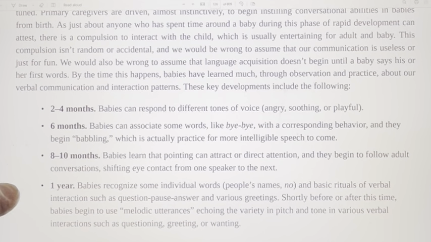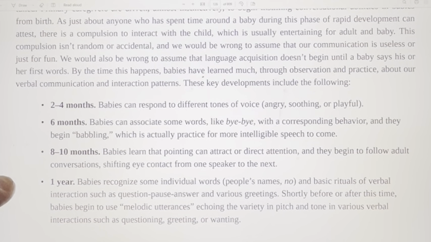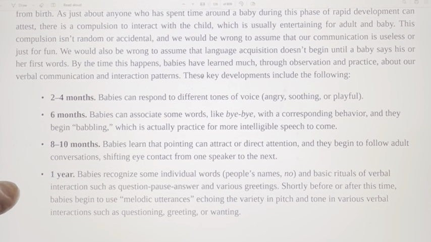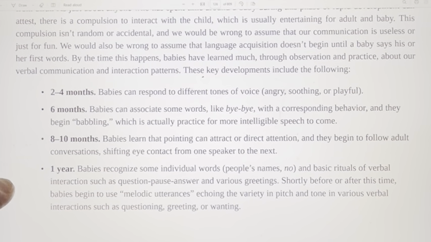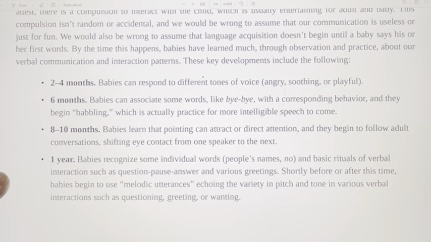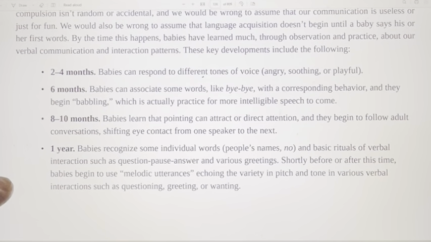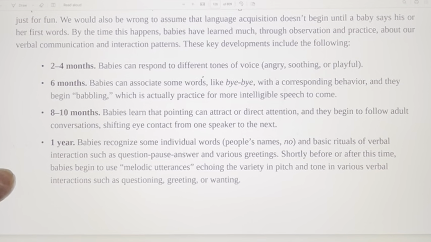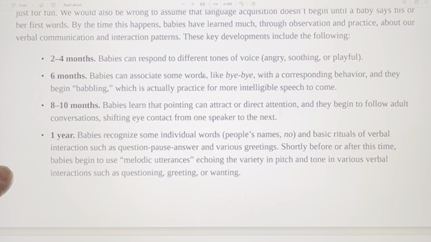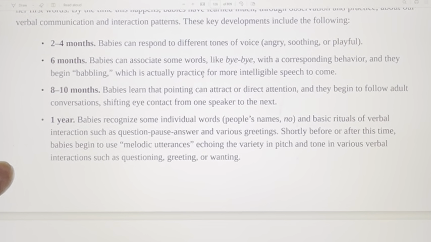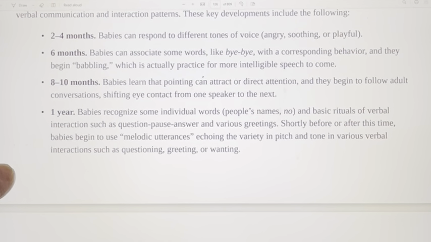As just about anyone who has spent time around a baby during this phase of rapid development can attest, there is a compulsion to interact with a child, which is usually entertaining for adult and baby. This compulsion isn't random or accidental, and we would be wrong to assume that our communication is useless or just for fun. We would also be wrong to assume that language acquisition doesn't begin until a baby says his or her first words. By the time this happens, babies have learned much through observation and practice about our verbal communication and interaction patterns. These key developments include the following.